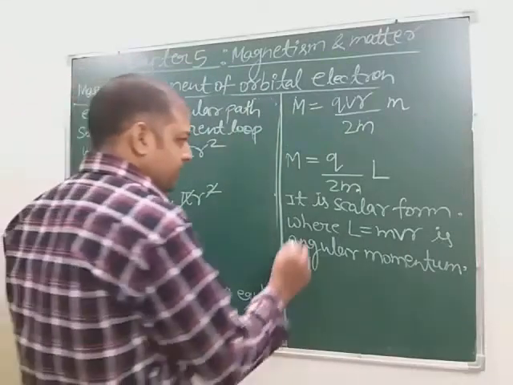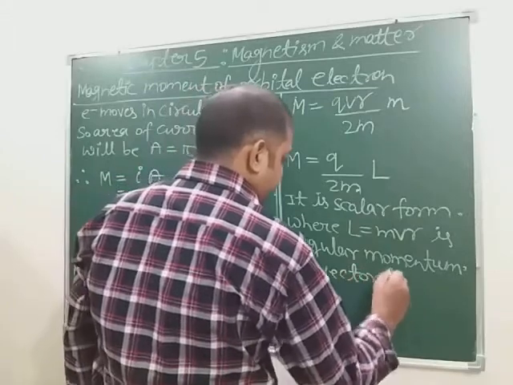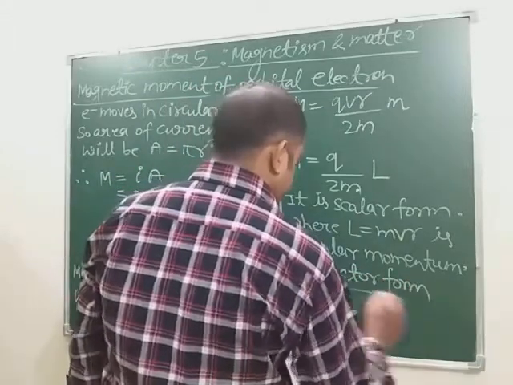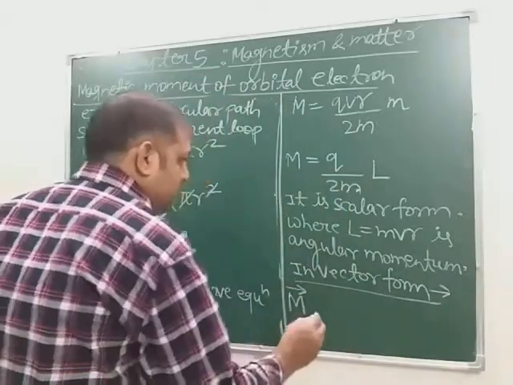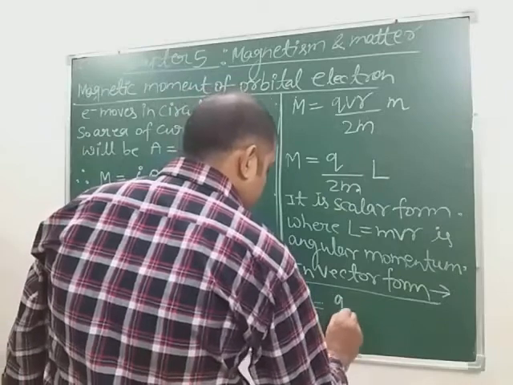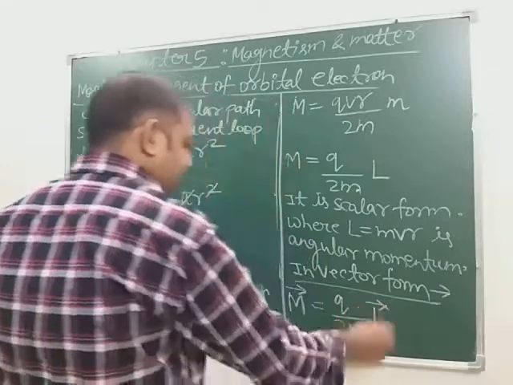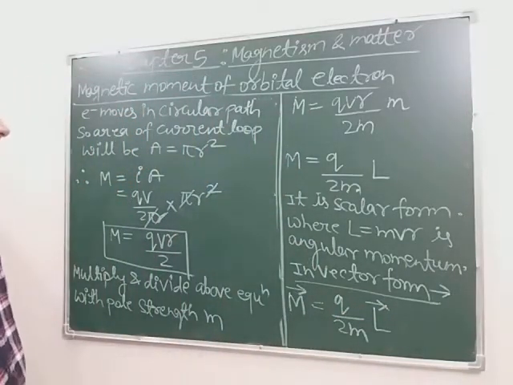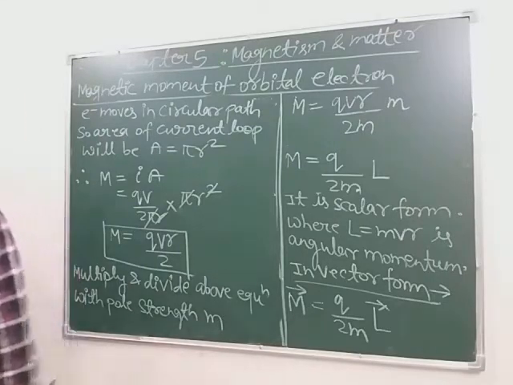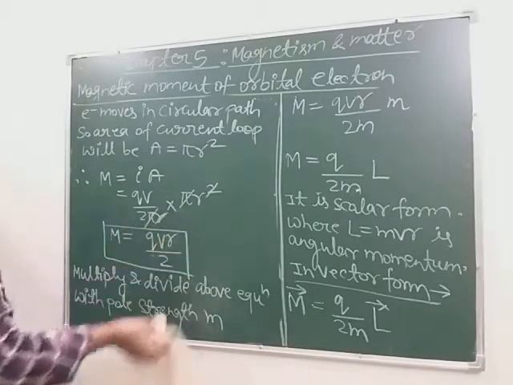In vector form we can write, because angular momentum is a vector quantity, so the dipole is also a vector quantity, magnetic moment is also a vector quantity, so q by 2m and this side L. In vector form it will look like this. Okay, so write down. Then I will elaborate something more about this topic on this side. So I think you have noted down the values here.